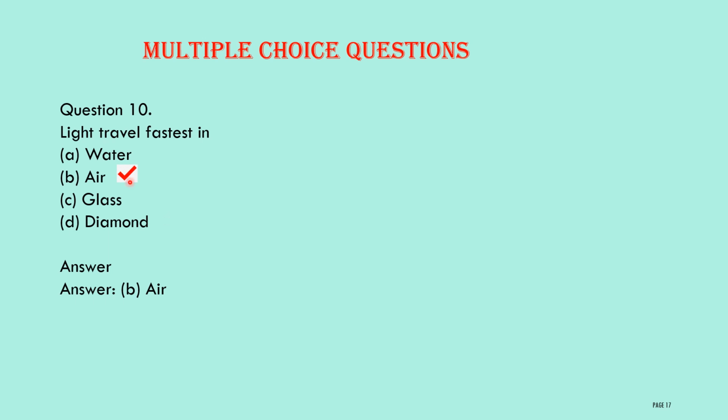Question number 10. Light travels faster in option A, water, option B, air, option C, glass, option D, diamond. The correct answer for this question is that light travels faster in air compared to the 3 remaining options.